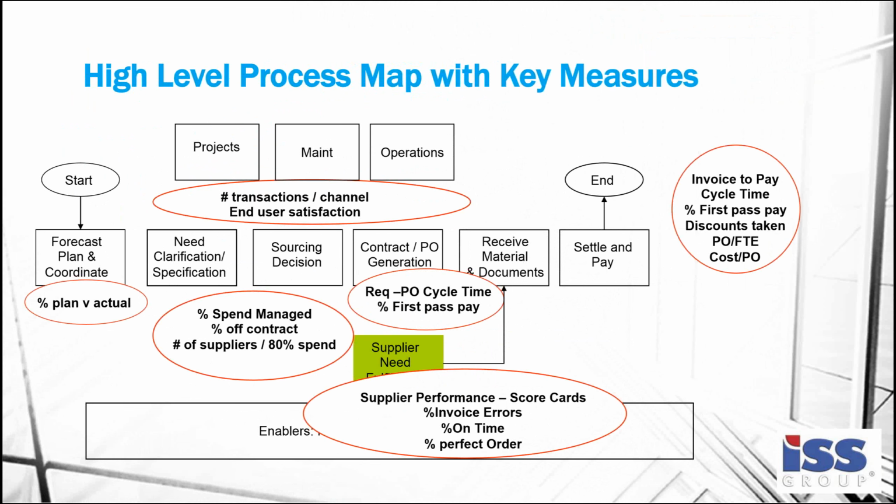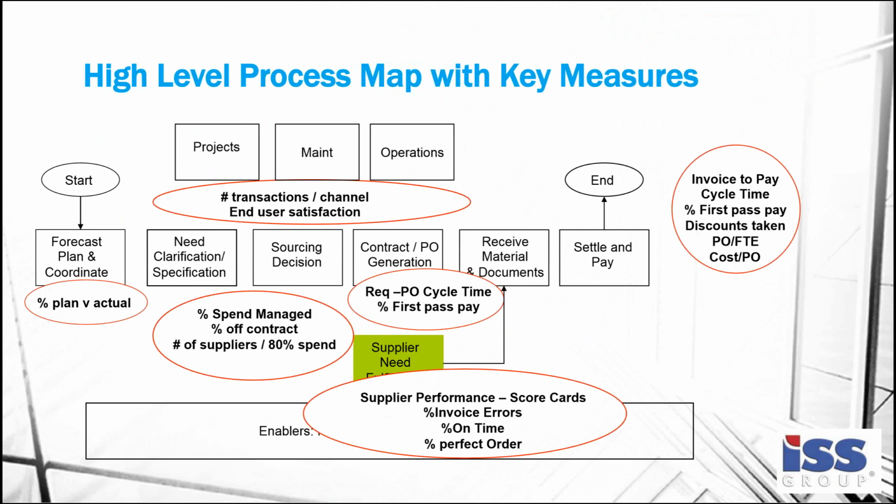It's an interesting area. Percent spend managed, percent off contract, and number of suppliers in the 80% spend chunk. These are all procurement area metrics that indicate how well or how efficient procurement is in need clarification and sourcing decision. Many companies are in the 60 to 70% spend managed area. These are best-in-class companies. Most are in the 30%, maybe 40%.